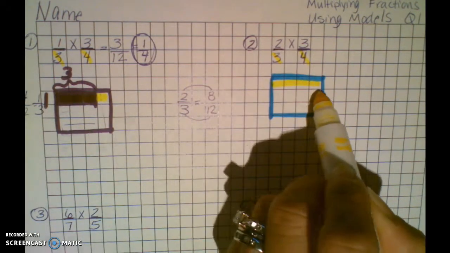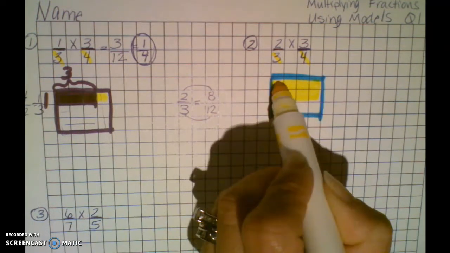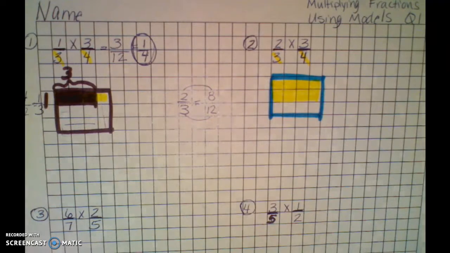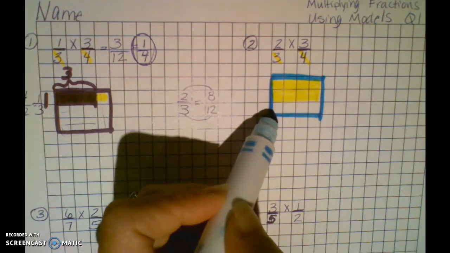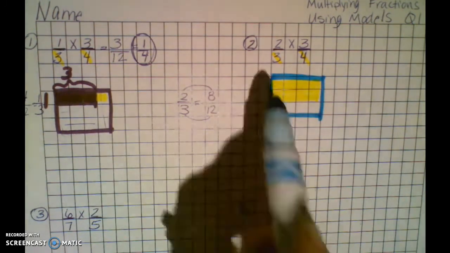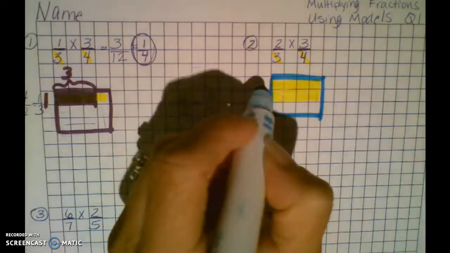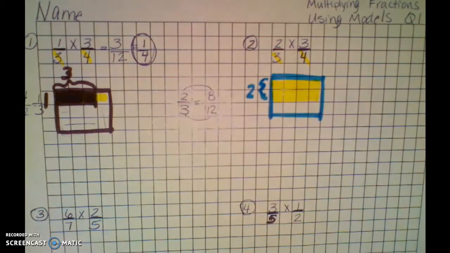1, 2, 3, 4, 5, 6, 7, 8. I have now taken 8 pieces. And if you'll notice, out of 1, 2, 3 rows, those 8 pieces are made up of 2 rows. So 2 out of my 3 rows. So here's my 2 rows that I'm taking.